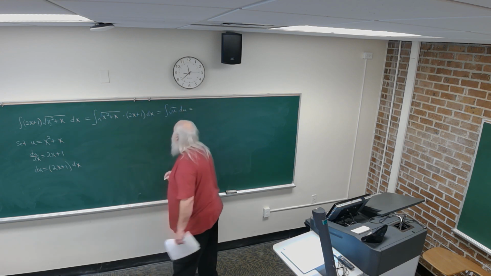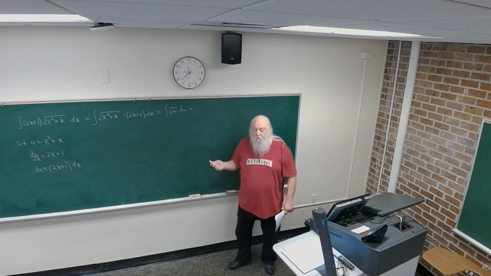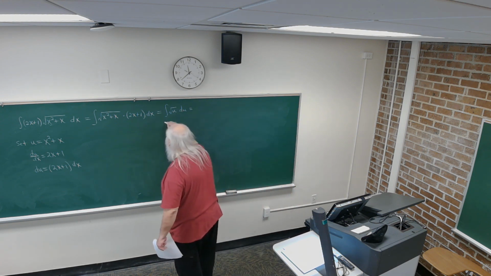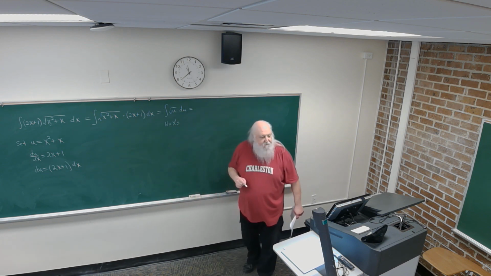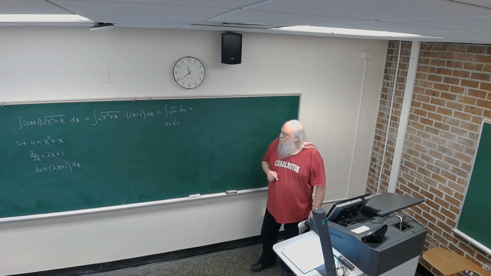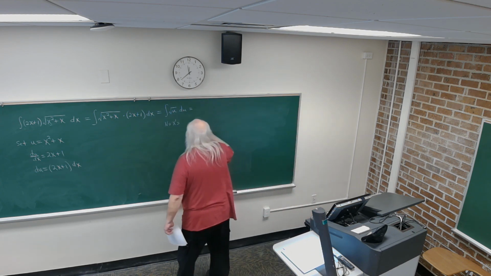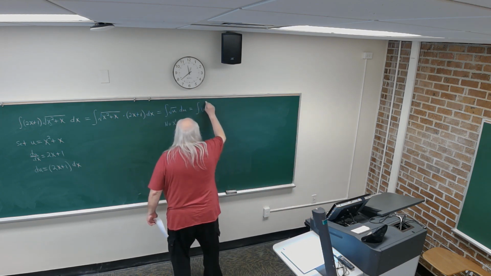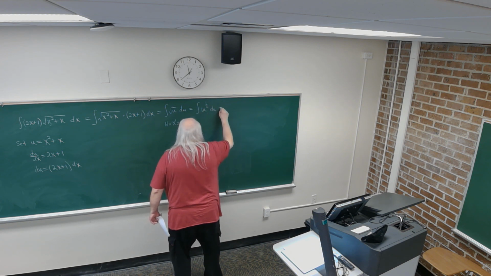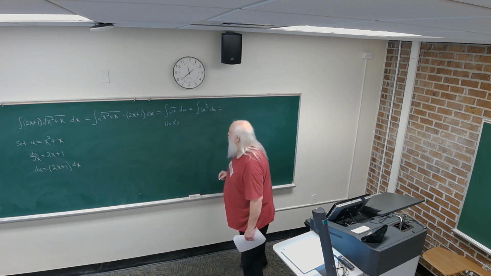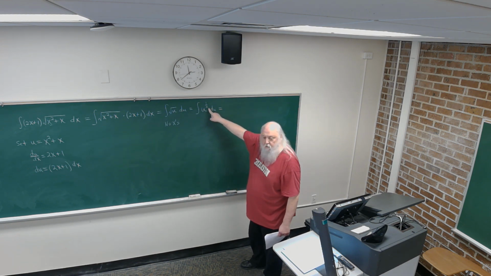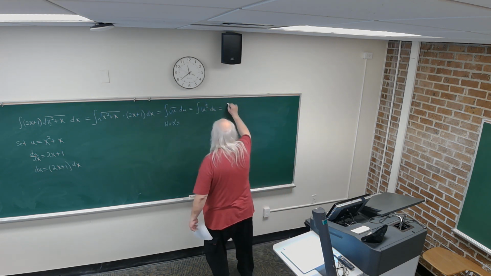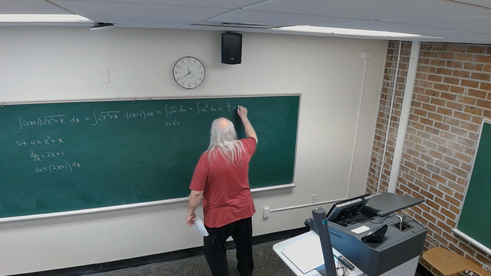We now have the antiderivative of square root of u with respect to u, and we know how to find this antiderivative from the basic rules of antidifferentiation. So square root of u is the same as u to the 1/2 power. So by the power rule of antidifferentiation, we add 1 to the exponent. 1/2 plus 1 is 3/2, and then we divide by 3/2, which is the same as multiplying by 2/3.